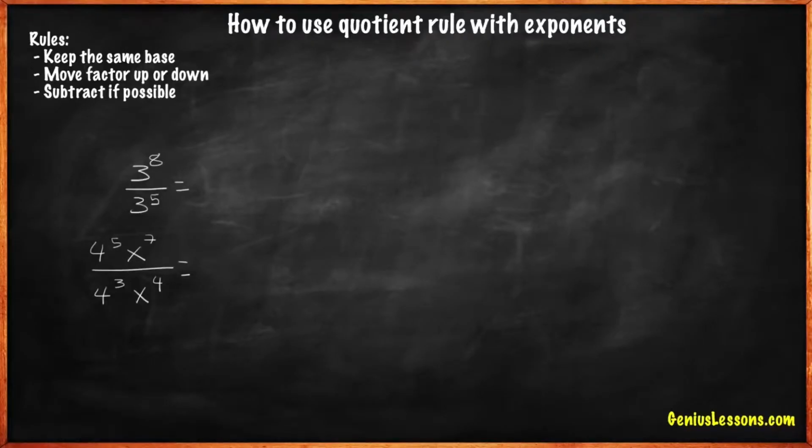How to use the quotient rule for exponents. Rules: keep the same base, subtract the exponents. For example, 3 to the 8th power over 3 to the 5th power.